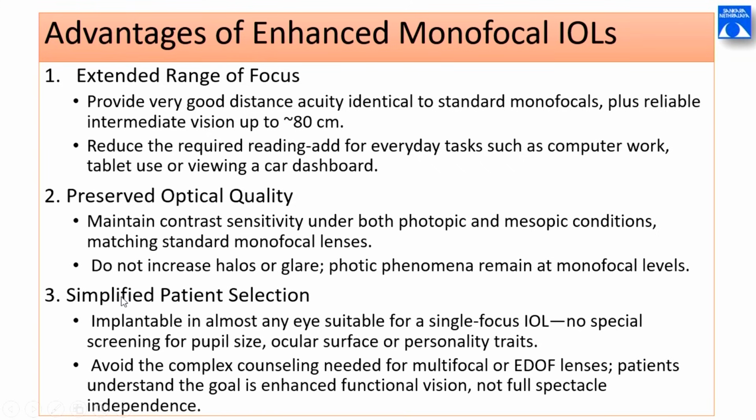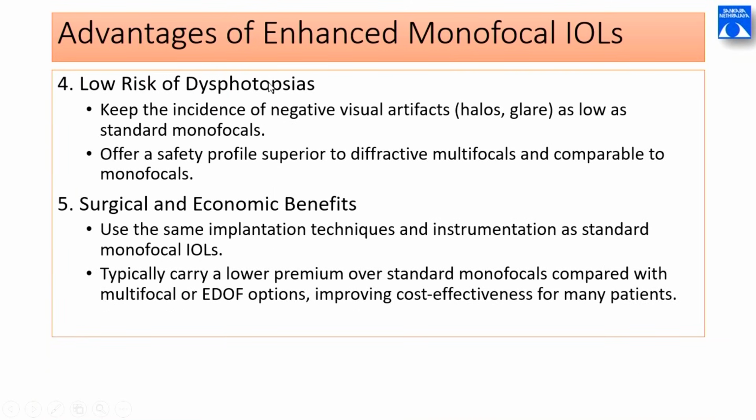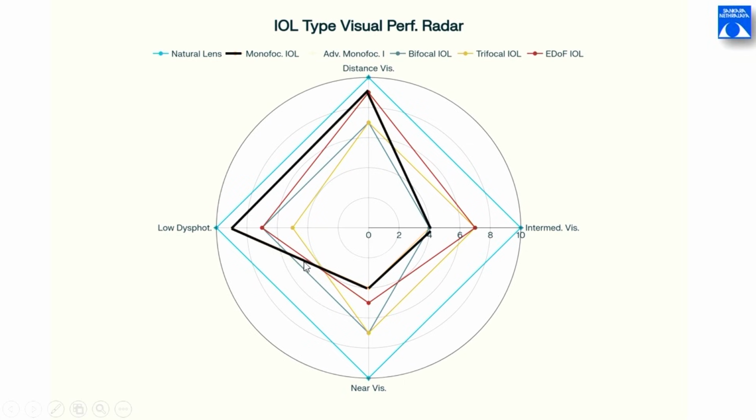It is a very simple way to choose, with simplified patient selection. Implantation is almost as easy as any lens. It avoids the complex counseling needed for multifocal or reading-add lenses. Patients understand the goal is enhanced functional vision, not full spectacle independence, and there is low risk of dysphotopsia. The most important is the economic benefit: the same implantation techniques are used and they typically carry a lower premium over the standard monofocal compared with multifocal or reading-add options, improving cost effectiveness for many patients.